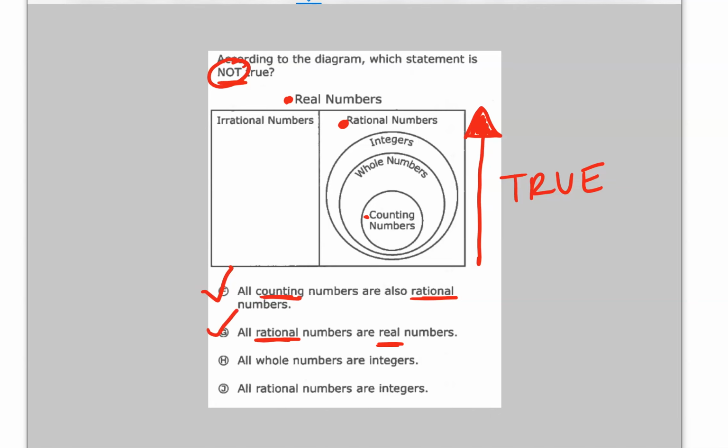All right, let's look at the last one. All rational numbers are integers. Rational numbers to integers. Did it go up or did it go down? Well, it went down from rational to integers. So read your question. Rational to integers. It went down. So this one is not true.